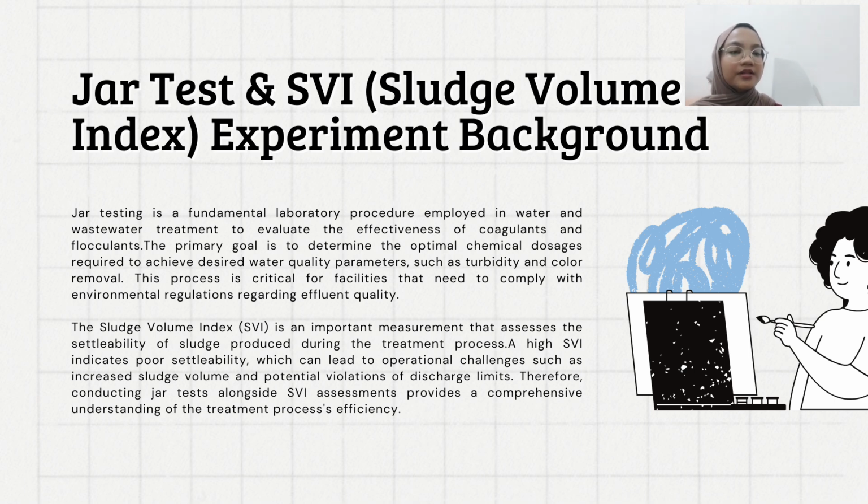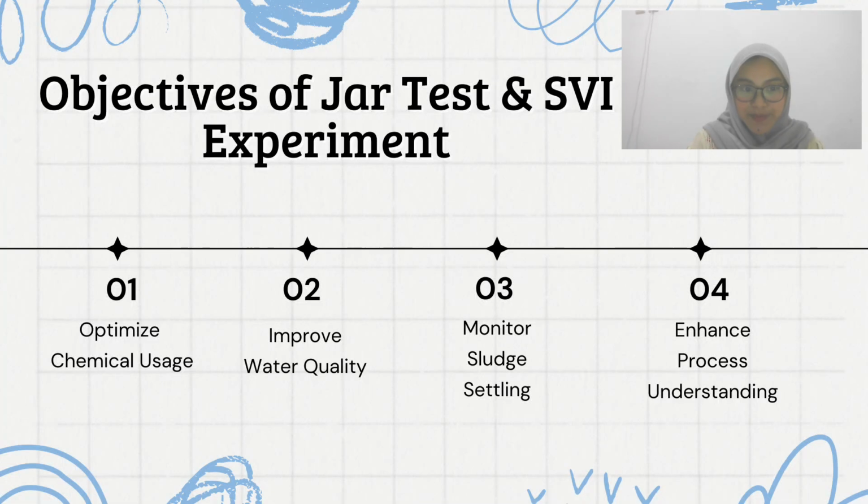So next is background of SVI, or sludge volume index. The sludge volume index is an important measurement that assesses the settleability of sludge produced during the treatment process. A high SVI indicates poor settleability, which can lead to operational challenges such as increased sludge volume and potential violations of discharge limits. Therefore, conducting jar tests alongside SVI assessment provides a comprehensive understanding of the treatment process efficiency.